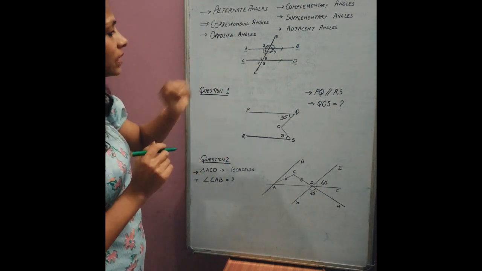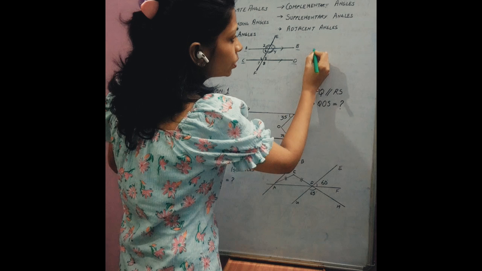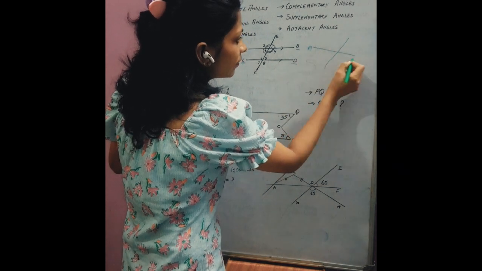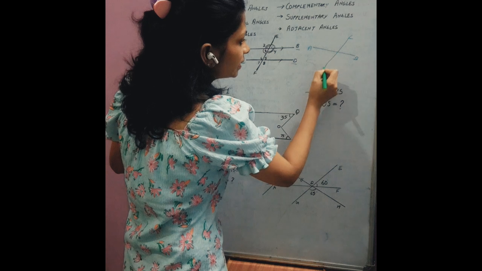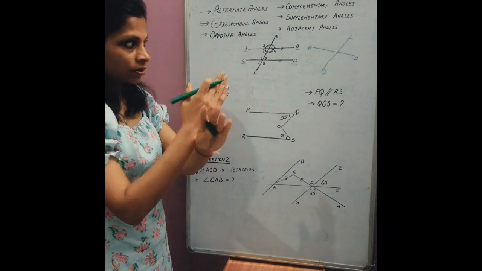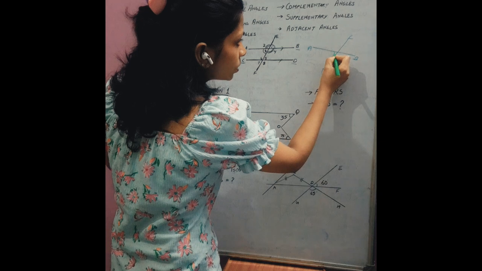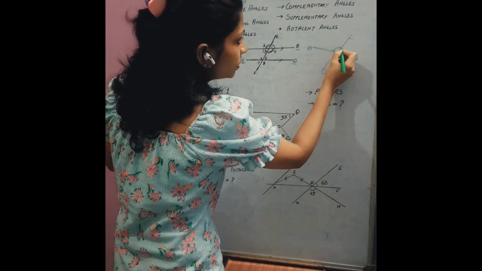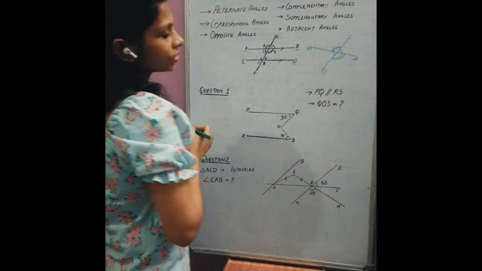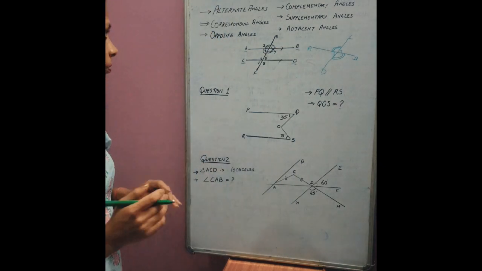Now, opposite angles. Whenever we have two lines intersecting each other, here I have a line AB and CD, which are intersecting each other at one point, then the opposite angles are said to be equal to each other. The opposite angles are equal to each other.